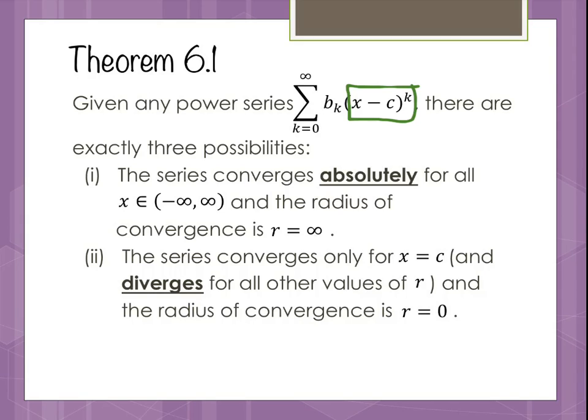I think that should say for all other values of x. I think I got a little carried away. And then the radius of convergence would be 0 because it doesn't have any radius, right? It's just at one particular point. That's the second one.